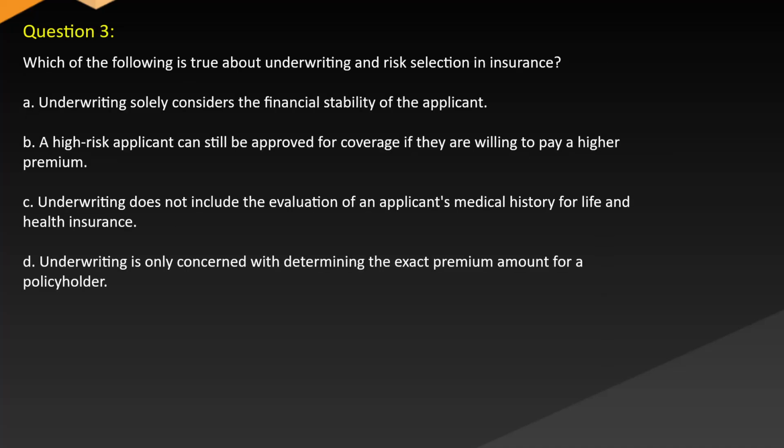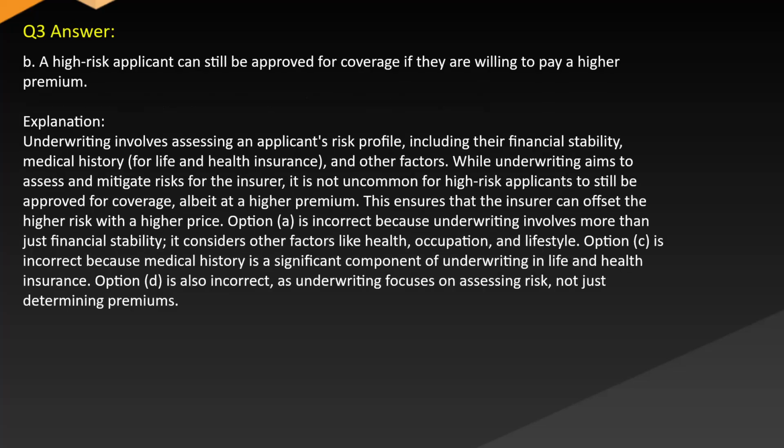Question 3. Which of the following is true about underwriting and risk selection in insurance? A. Underwriting solely considers the financial stability of the applicant. B. A high-risk applicant can still be approved for coverage if they are willing to pay a higher premium. C. Underwriting does not include the evaluation of an applicant's medical history for life and health insurance. D. Underwriting is only concerned with determining the exact premium amount for a policyholder. Answer B. A high-risk applicant can still be approved for coverage if they are willing to pay a higher premium.